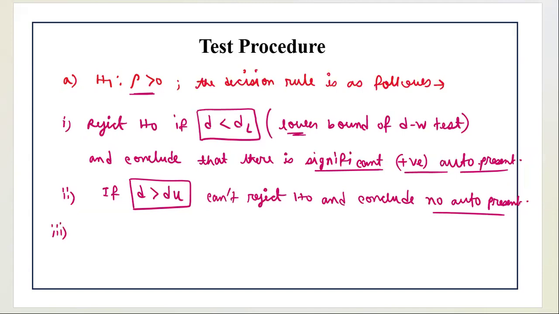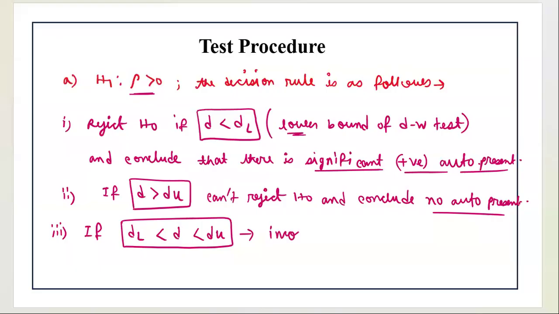And there is a third case where the test becomes inconclusive. If the D statistic value, the computed value, lies between the lower bound and the upper bound, we will say that the test result is inconclusive. We cannot say anything. The test fails. So these are the three cases under the alternative hypothesis rho is greater than 0.